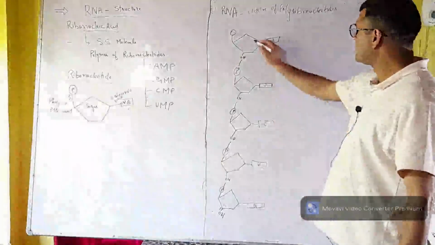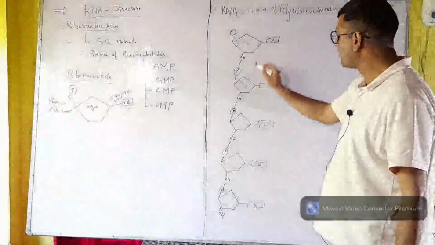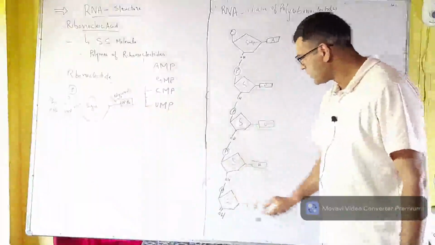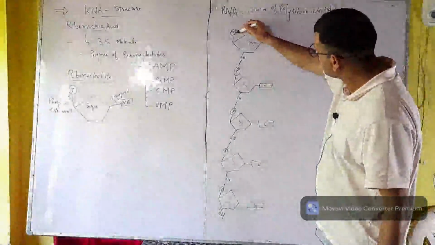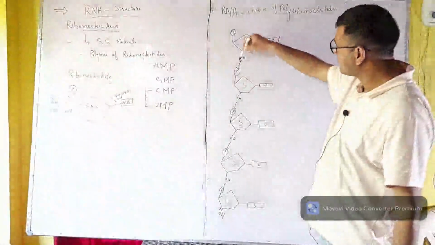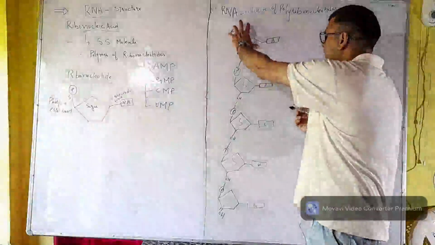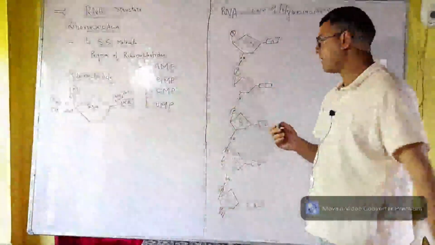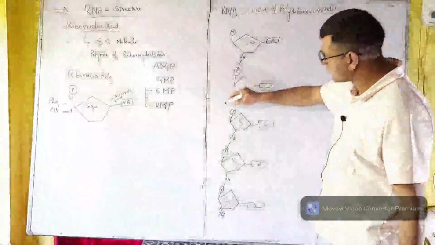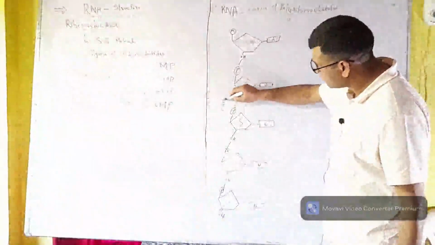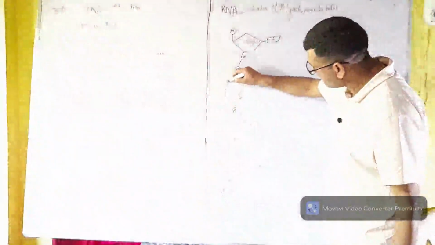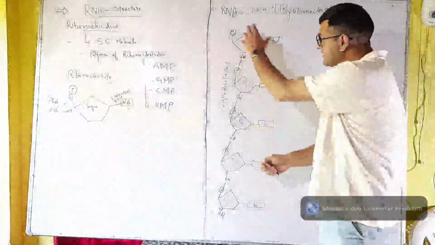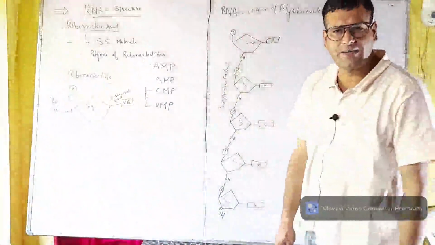These are nitrogen bases. This is the sugar component. This is the phosphate group present at the carbon 5th. So this sugar phosphate forms the backbone. This is called the backbone of the RNA. There we find what type of bond? That is called phosphodiester bond. Here in this diagram we can clearly explain what is 5' end and 3' end.